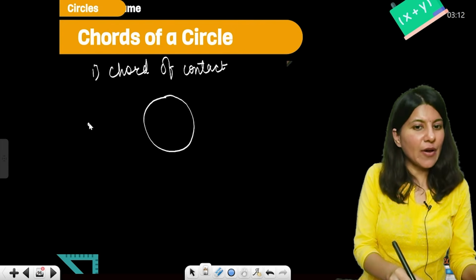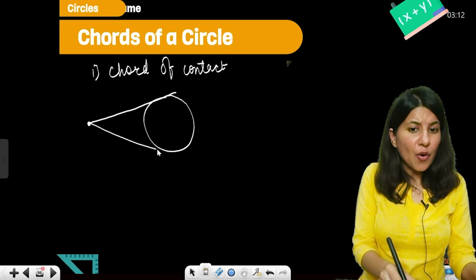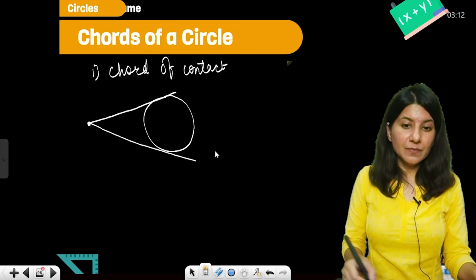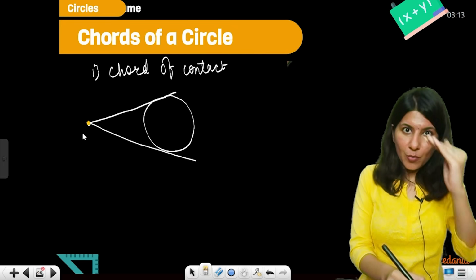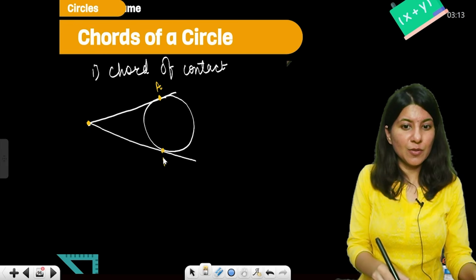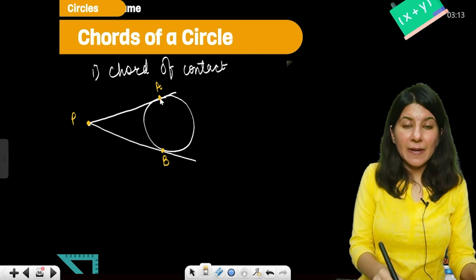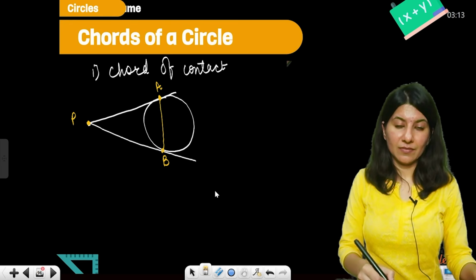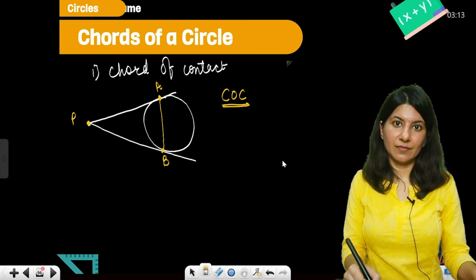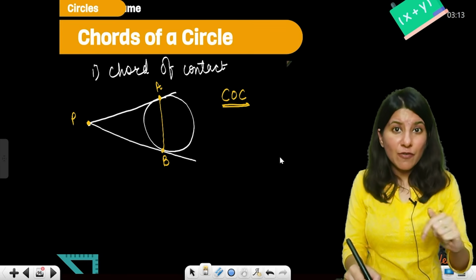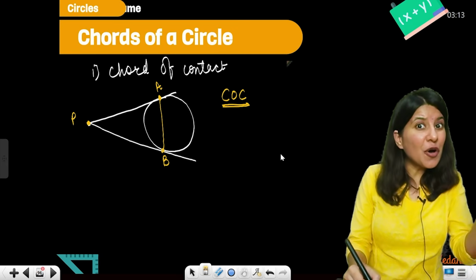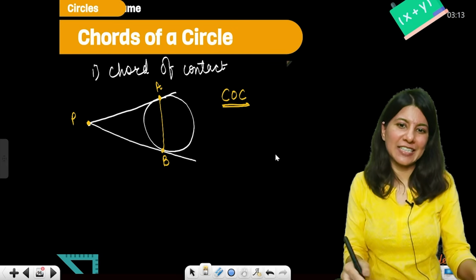Suppose you have a circle and an external point. From the external point, obviously you can draw a pair of tangents. This is the external point, this is the pair of tangents, this is a point of tangency, and this is also a point of tangency. Now, AB is the chord of contact, which is formed by the points of tangency of the 2 tangents drawn from the external point. This is the chord of contact, okay?